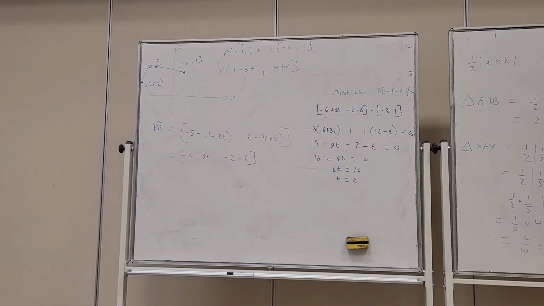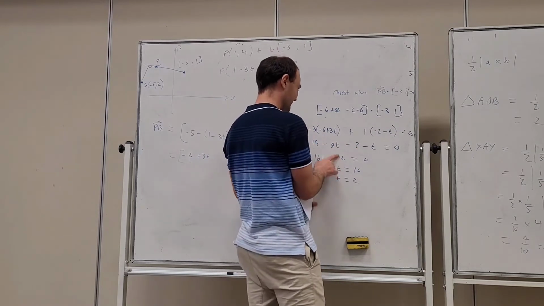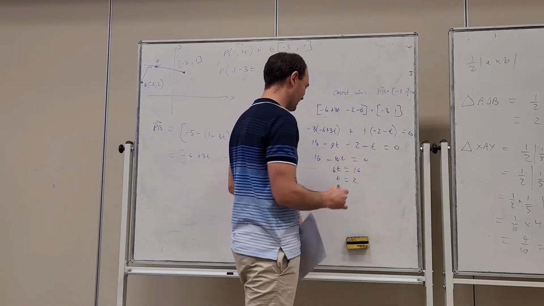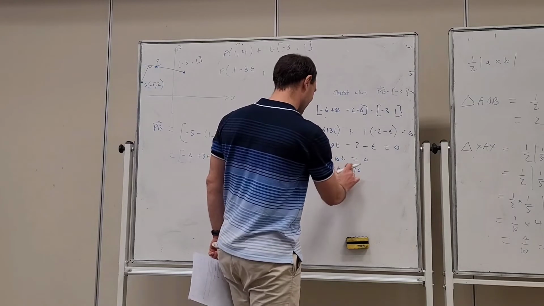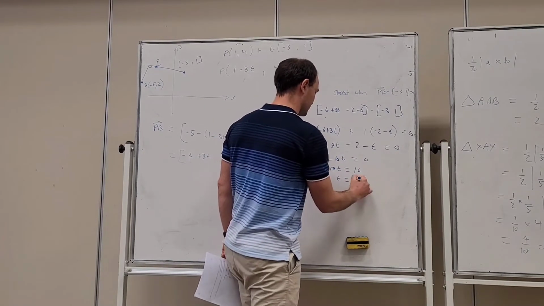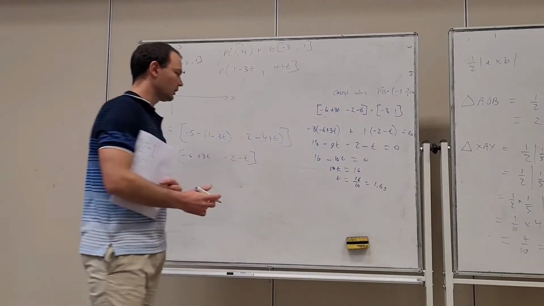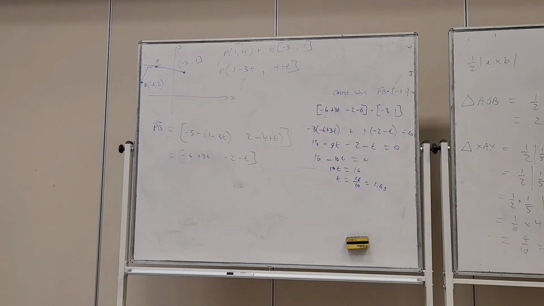Nicely done. 18 take 2, oh minus, yeah, good. I was going to say, it works out a bit too neat for one that I just made numbers up for. Good, so what do we got there? 16 take 10t, and then t is 16 on 10, 1.6. Alright, so they're closest when time is 1.6.